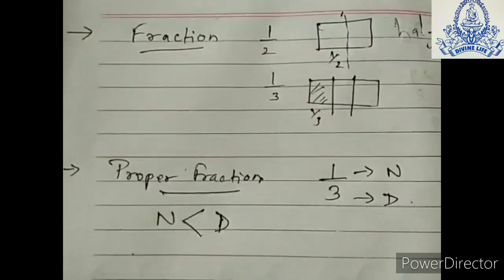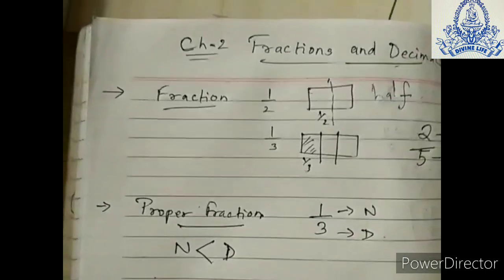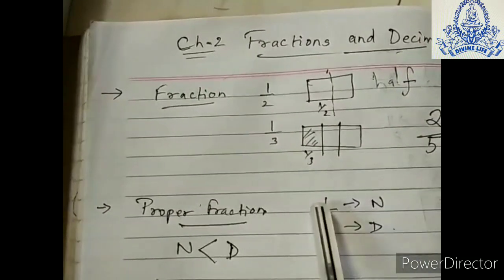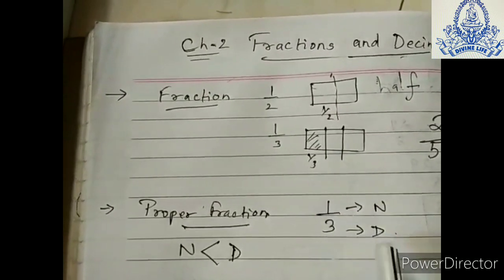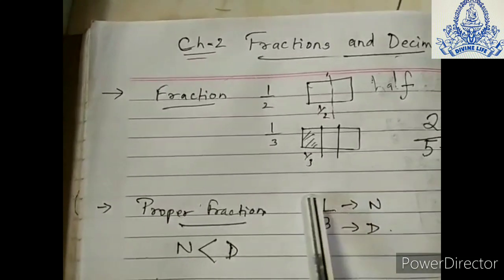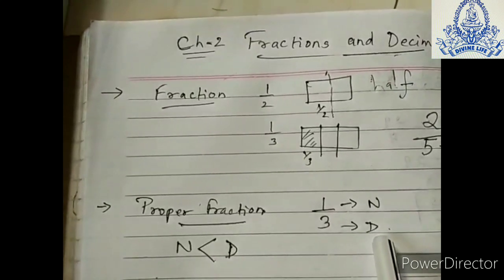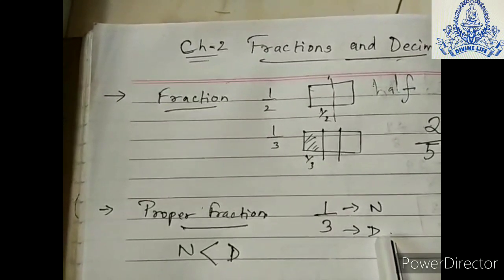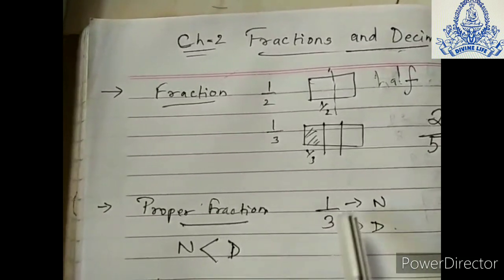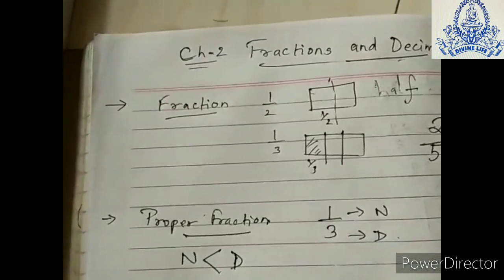And the first fraction is known as a proper fraction. Any number, suppose like this, 1 upon 3. 1 is the numerator, 3 is the denominator. This is a proper fraction. In a proper fraction, the numerator is always smaller than the denominator. Always remember that the numerator is smaller and the denominator is greater, like 1 upon 3.